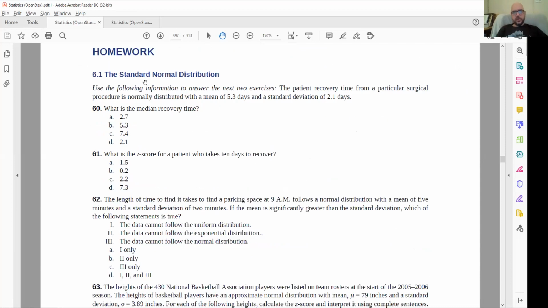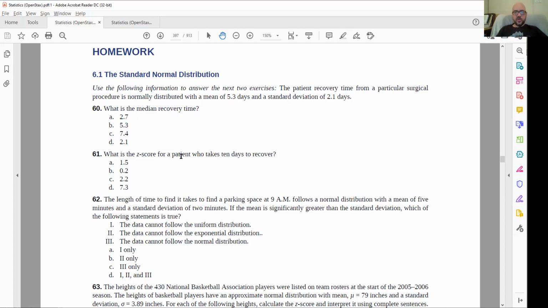So standard normal. So normal distributions here. The patient recovery time from a particular surgical procedure is normally distributed with a mean of 5.3 days and a standard deviation of 2.1 days. So N(5.3, 2.1). What is the median recovery time? Well, normal distributions are symmetrical. And so the median is equal to the mean. That's true for every symmetric distribution, which includes normal distributions, right? So the median is 5.3 right there.